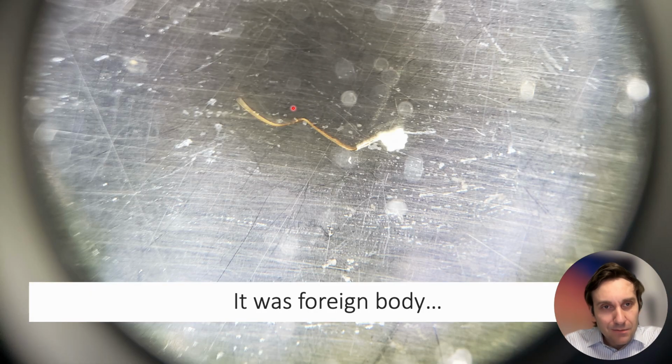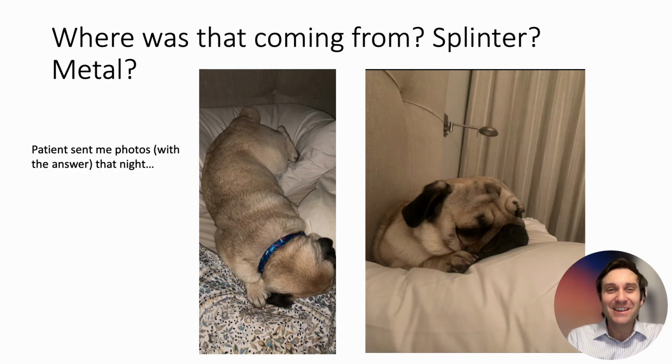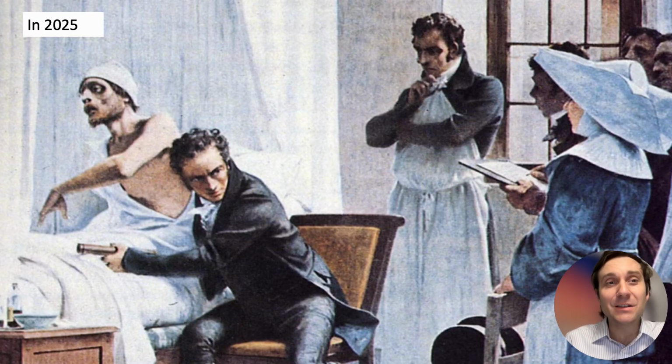But what is this? Looks like a leg of an insect, right? Of an ant or I don't know what. So this is a splinter, a metal, whatever. The patient that night sent me a photo. It was just the hair of his dog, a beautiful pug. So it was Milo the Pug who was guilty of this. And this is funny because when I was preparing this talk, I wondered, does this have a name? And yeah, it has a name. It's cutaneous pilimigrans. We name everything in dermoscopy. So this is exogenous hair from an animal or whatever. It's called cutaneous pilimigrans.